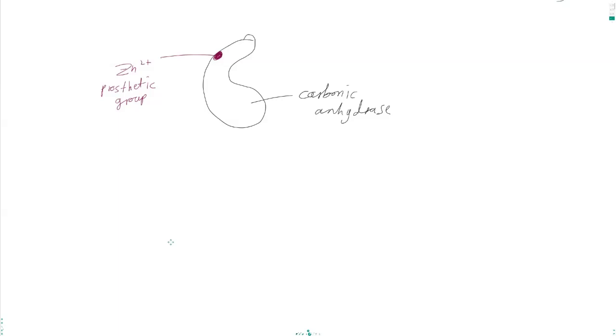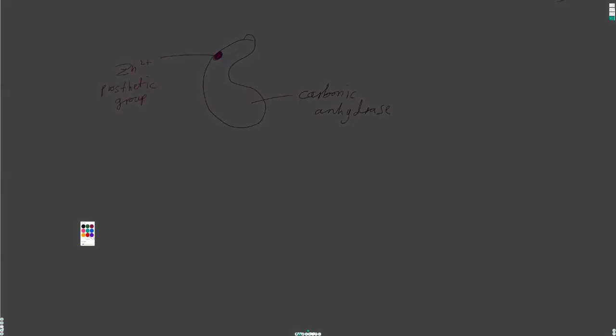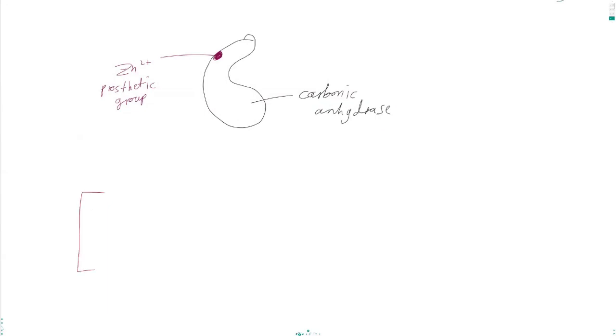Some cofactors act as co-substrates. Let me give you a crude example. Say we have our enzyme, which is this. And our substrate is this. You can see that this substrate does not fit in the active site properly.